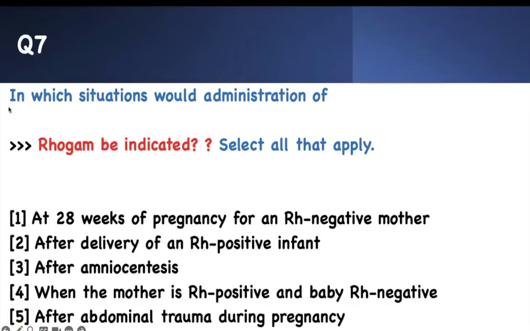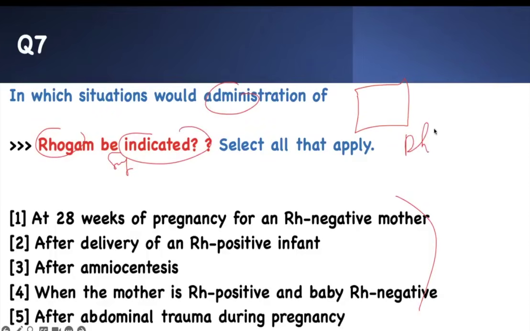If you're confused, don't worry. Ignore the answers. Go to your content. Take your content. It said administration, Rhogam, the safest, indication. What is the problem? It happens when mommy is what? Rh negative. And she gave birth to what? Rh positive. Right? So that's the key information. If you don't know anything at all, mommy is Rh negative and the baby is Rh positive. That means the mommy will be what? Sensitized with that problem. Therefore, we got to protect the mommy.